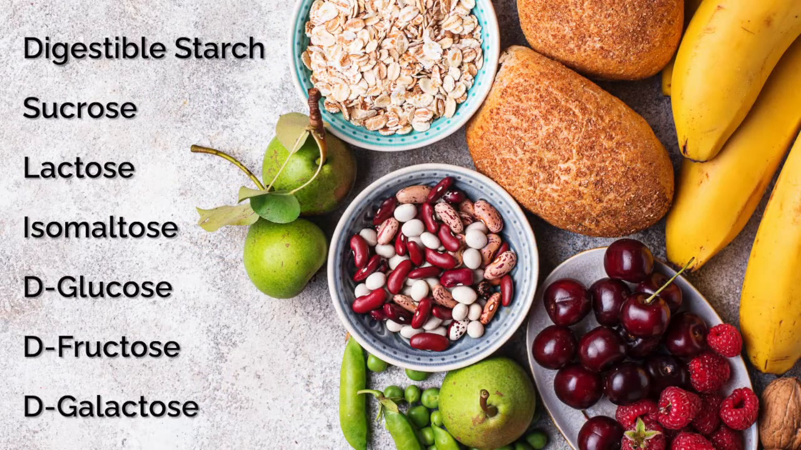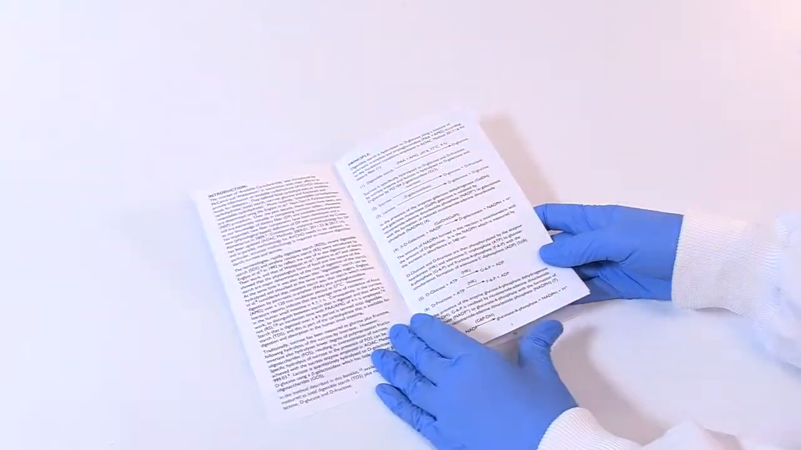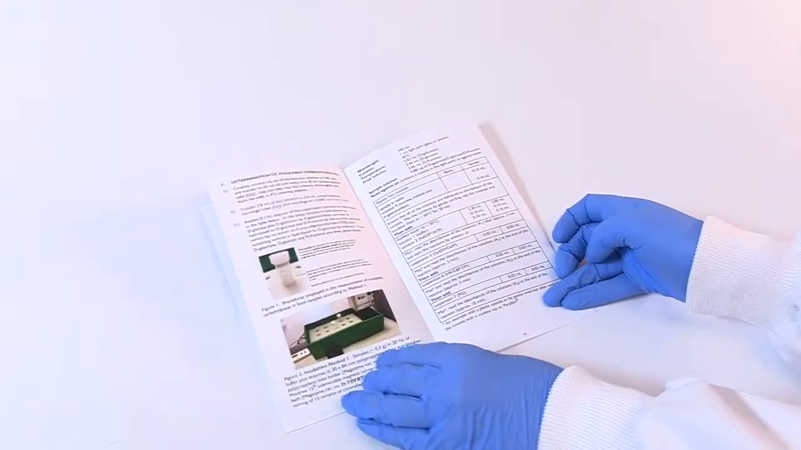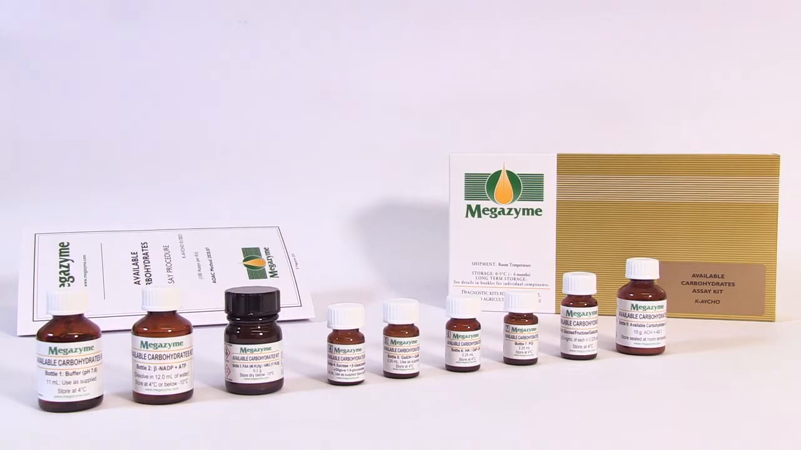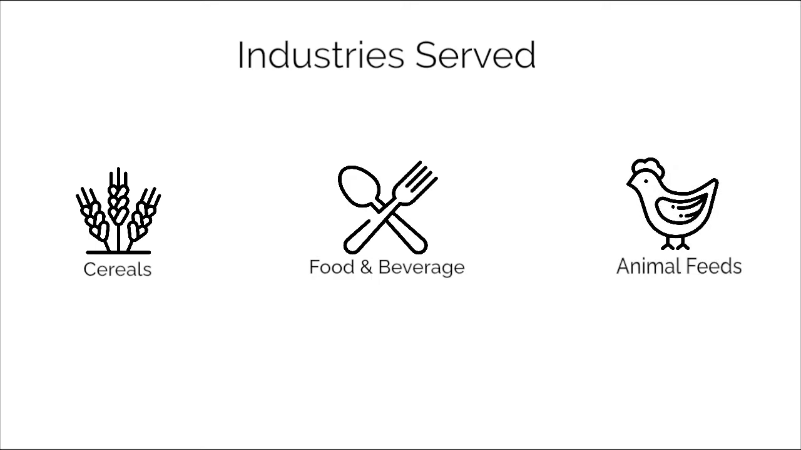In parallel, accurate methodology for the measurement of digestible starch, sucrose, lactose, isomaltose, glucose, fructose, and galactose has been developed. The method described in the Megazyme Available Carbohydrates booklet, and as detailed in this video, allows accurate measurement of available carbohydrates in all plant and food products, both solid and liquid, which is applicable in a variety of industries such as cereals, food and beverage, and animal feeds.